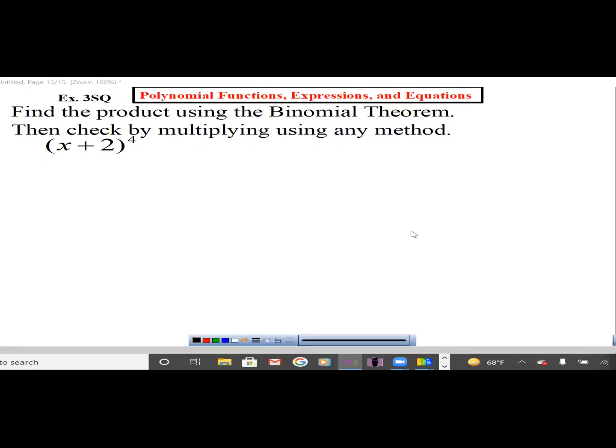X plus 2 to the 4th. Example 3. I'll let you do that one by yourself. I'll give you some time. Ready and go. All right, so which row and coefficients for that one? Valerie, go. Which row?